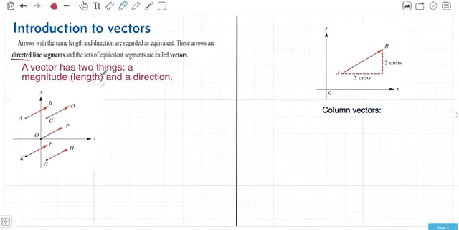Now a vector has two things. It always has to have a magnitude, which is a length, and a direction. So if we look at one of these arrows here, for example the one between A and B, that has a particular length. We could call that maybe 3 or something. I don't know how big that is, but it has a length, and it also is pointing in a particular direction. So it has the two things that you need for it to be a vector.